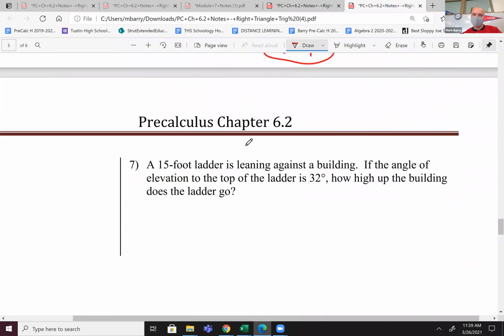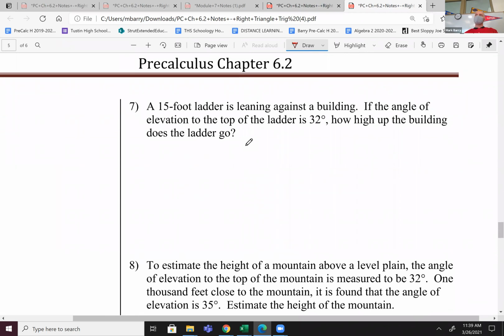All right, let's move on. We've been using a lot of tangent today, and actually I will say for angle of elevation and depression, probably about 80% of the problems are actually tangent, but that means 20% are not. So let's take a look at number 7 here. This is actually not tangent here.